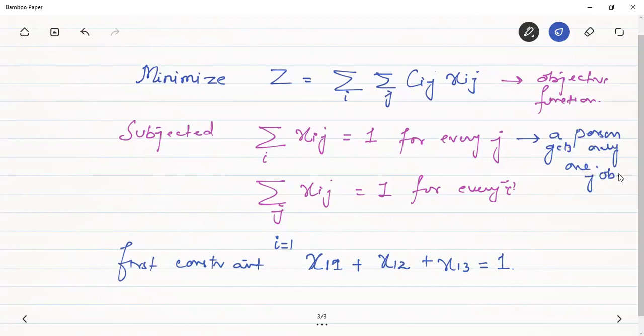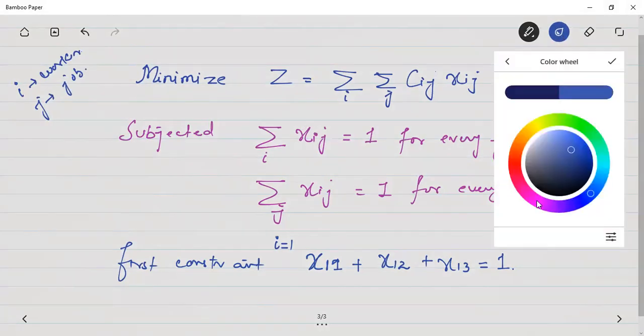In all these terms, I represents the worker and J represents the job. The I symbol is usually used for the worker and the J symbol is usually used for the job. So if we talk about the first constraint, that a person will get only one job, let's talk about the first person. The first person is I is equal to 1. Therefore, if a person is getting only one job, the summation should be equal to 1.